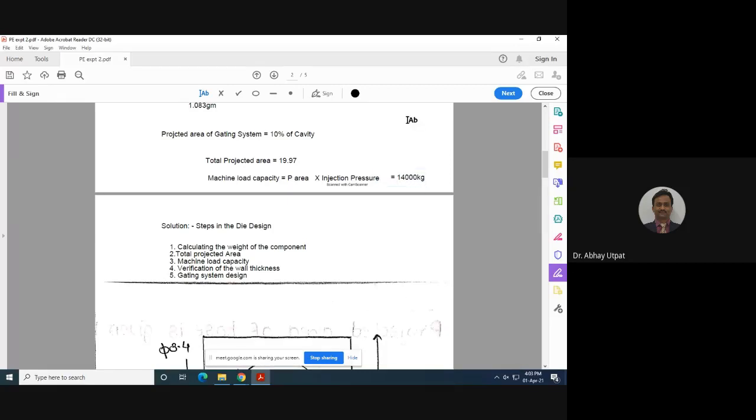How does it come to 14,000 kg? Because projected area is equal to 20 and injection pressure is equal to 700. It becomes 14,000 kg. Means a minimum capacity of machine is required for injecting the plastic material into the die. Now the capacity you require may not be available in the market.